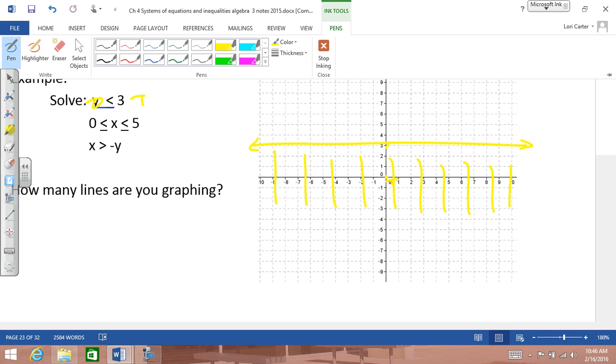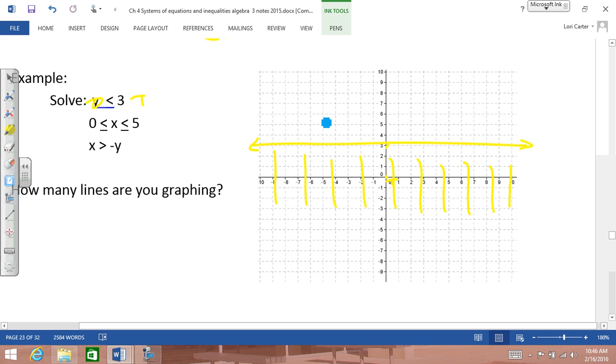Okay, next line, what am I going to graph? Can I do 2 at one time here? We can do 0 and 5. Which direction are they going to go? So I have one solid or dash? All solid. Solid on 0, solid on 5. So that means you can't use 0. What number do you want to use? 1. So let's plug in 1.